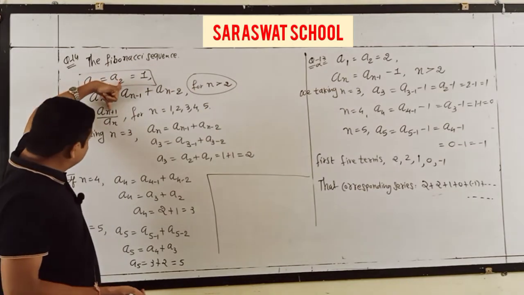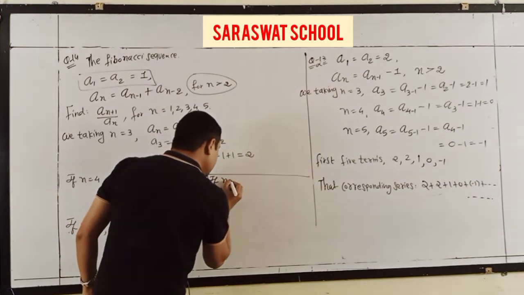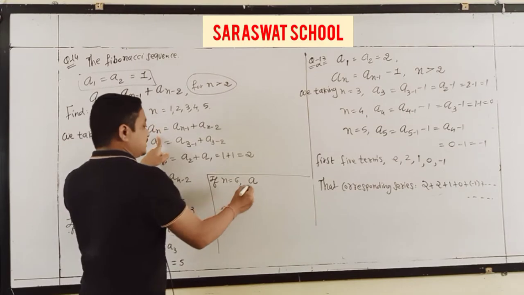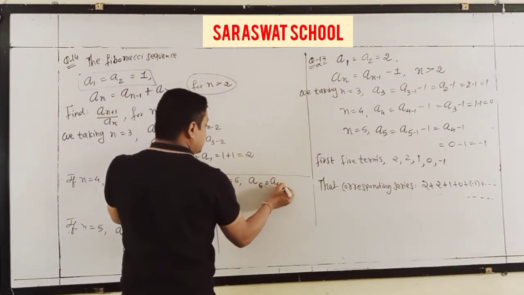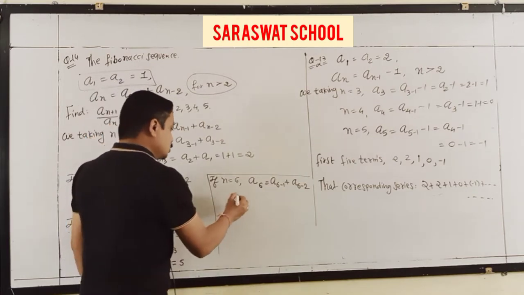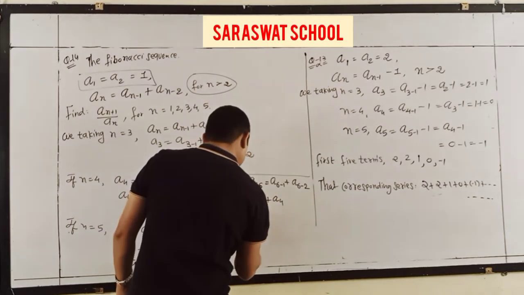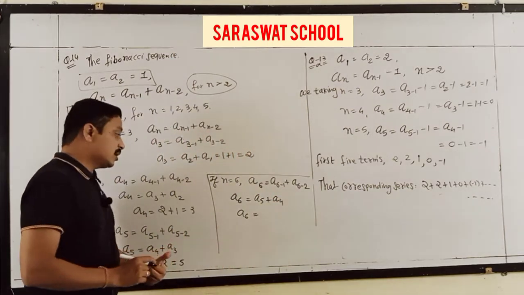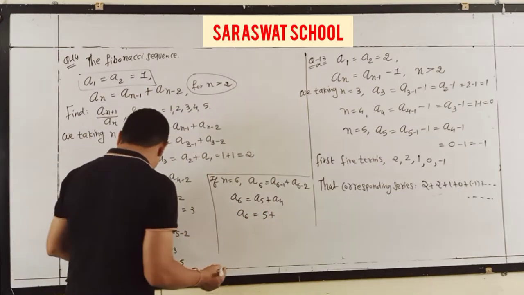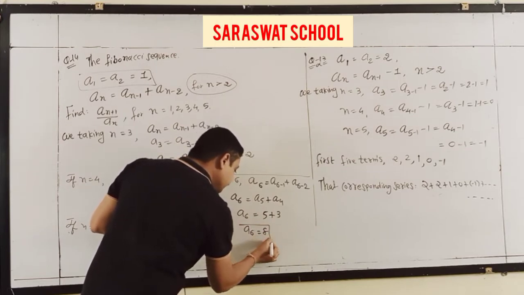5 attached, then here 6 is coming. So I want A6. Continue. If n is equal to 6, then attach here A6. Here attach A6 is equal to A6 minus 1, A6 minus 2. So my value is A6, A5, A4. Yes, continue. What is A5 now? Which is 5. And what is A4 now? Which is 3. So A6 becomes 5 and 3, 8.